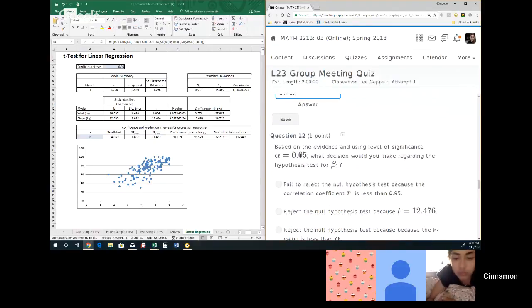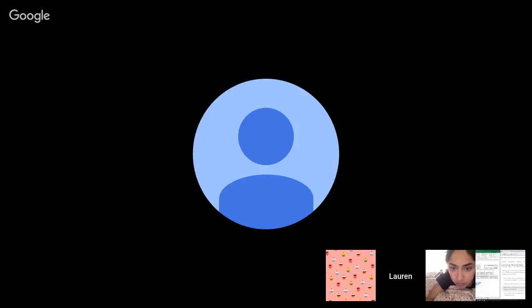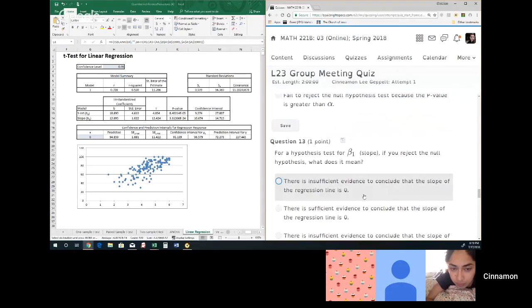Then it says, based on the alpha level of significance 0.05, what decision would you make regarding the hypothesis test for B1? So t-score, p-value, and it looks like it is going to be a bunch of zeros. And so we would reject, right? Yeah. Reject the null because the p-value is less than alpha. Okay, 13. For the hypothesis test of B1, if you reject the null hypothesis, what does it mean?